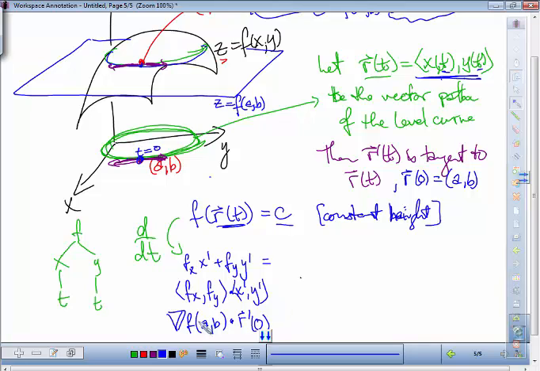What I have here is the gradient dotted with this r prime, dotted with a tangent vector, tangent to that level curve, is what I really want to get on the left-hand side. By the way, what's the right-hand side? What's the derivative of c, constant? 0.